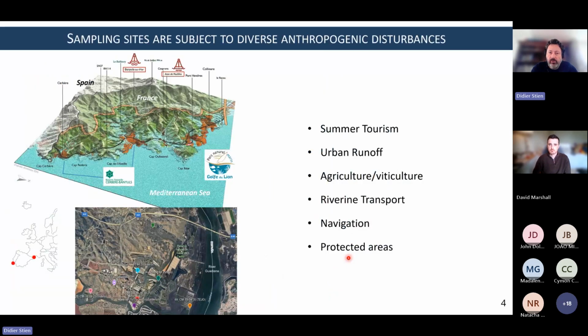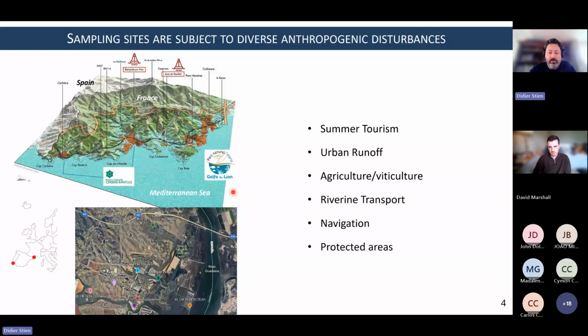So the project I'm talking about now is the CClean project, and it involves two laboratories, ours in south of France and another one here in South Portugal, colleagues from CCMAR. And these two locations where we collect samples are highly impacted by summer tourism. There are small cities, but there are a lot of people in summer. There is a little bit of urban runoff also. There's a lot of agriculture and viticulture. There's a very famous wine in Banyuls, and that has an impact on the environment too.